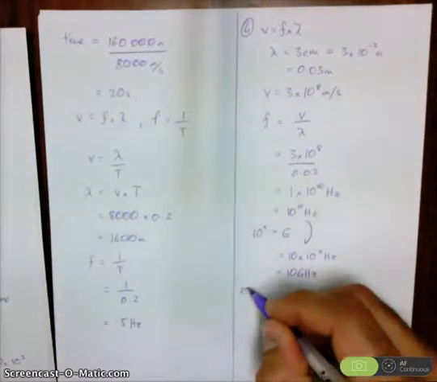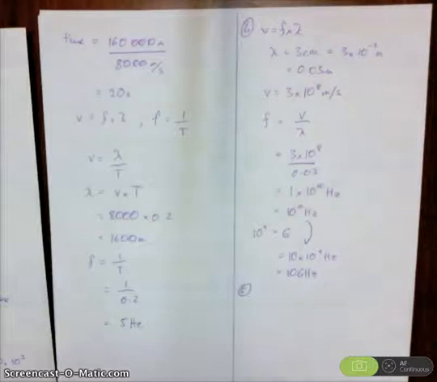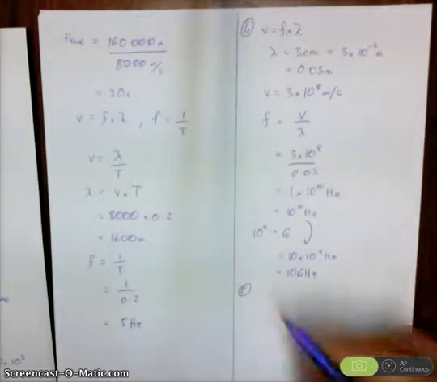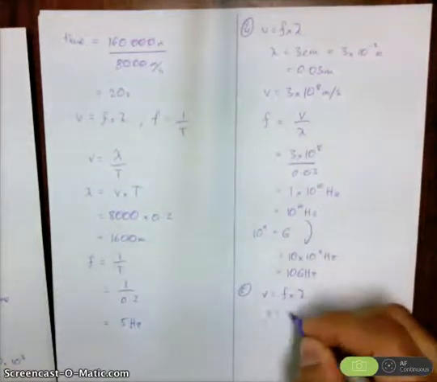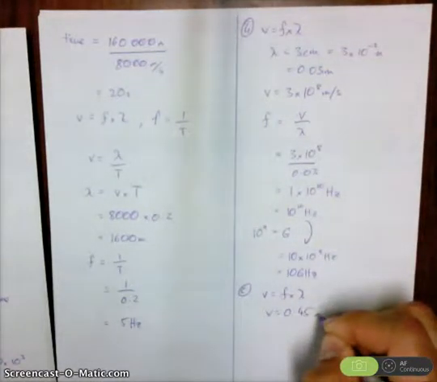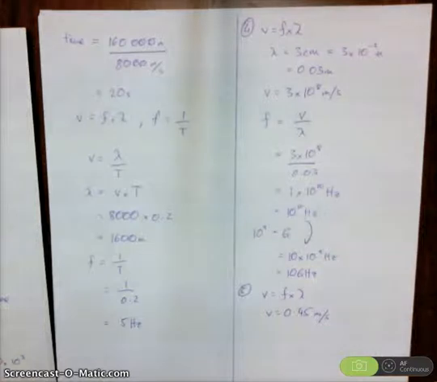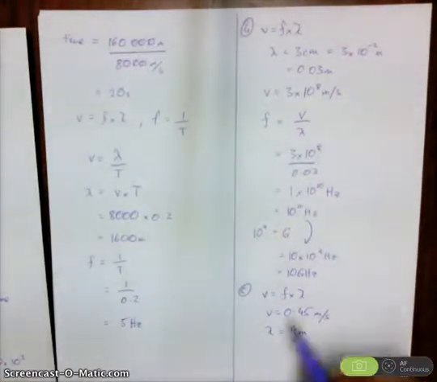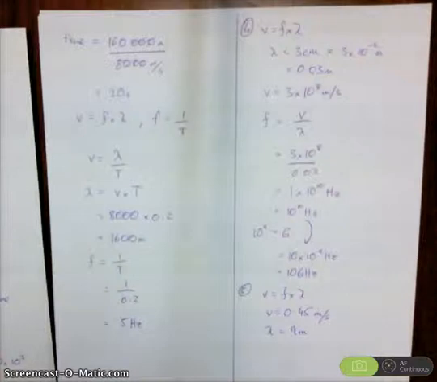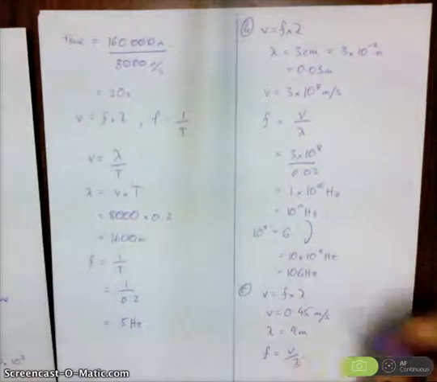All right. Question number 5 says water waves hit a sandbank at 0.45 meters per second. So velocity equals frequency times wavelength. The velocity is 0.45 meters per second, and the waves are estimated to be 9 meters apart. So what is the frequency of the water waves? So frequency equals velocity divided by wavelength. Let's start a new page.